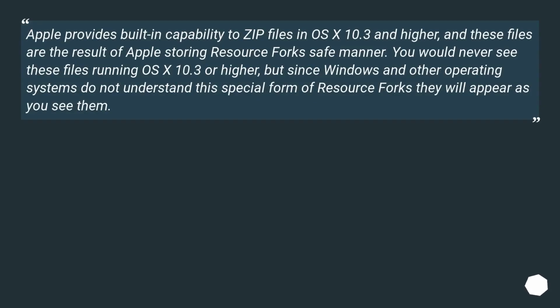Apple provides a built-in capability to zip files in OS X 10.3 and higher, and these files are the result of Apple storing resource forks in a safe manner. You would never see these files running OS X 10.3 or higher, but since Windows and other operating systems do not understand this special form of resource fork, they will appear as you see them.